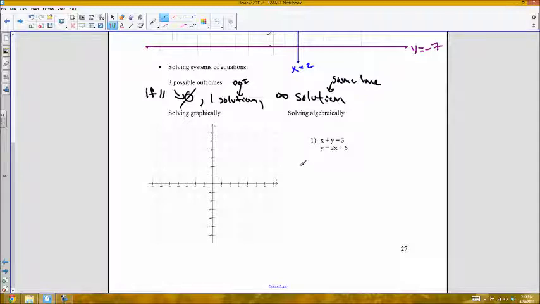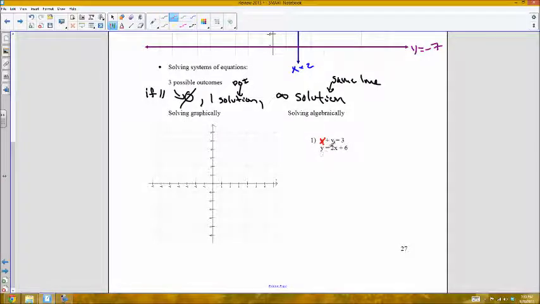So there are two ways to solve a system of equations, to see what its solution is. We're going to go through both of them rather quickly, solving graphically and solving algebraically. So first off, I'm going to graph both of these lines. The x plus y equals 3, since that's in standard form, the quickest way for me to graph it is, again, the intercepts method.